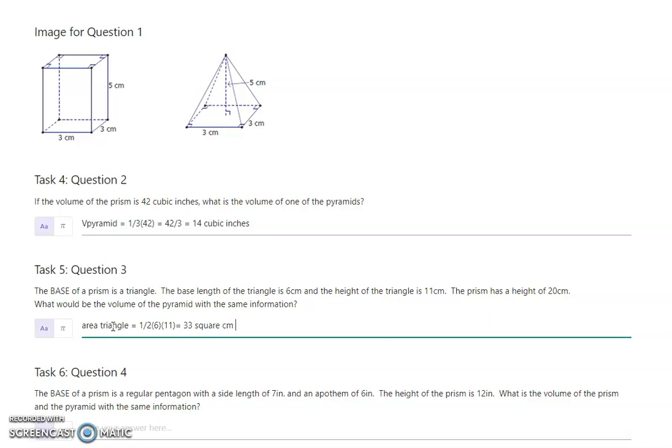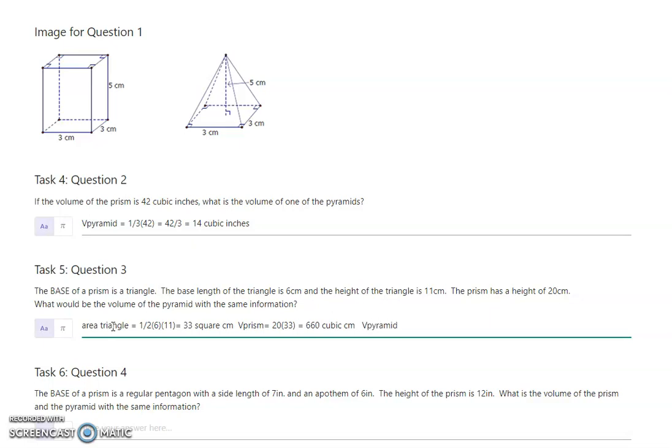So that means that the area of the base is 33 square centimeters. So the volume of the prism is going to be 20 layers, so that's the height, times the 33 cubes that's going to be on each layer, since the base of the triangle is 33. So that means the volume of the prism is going to be 660 cubic centimeters.